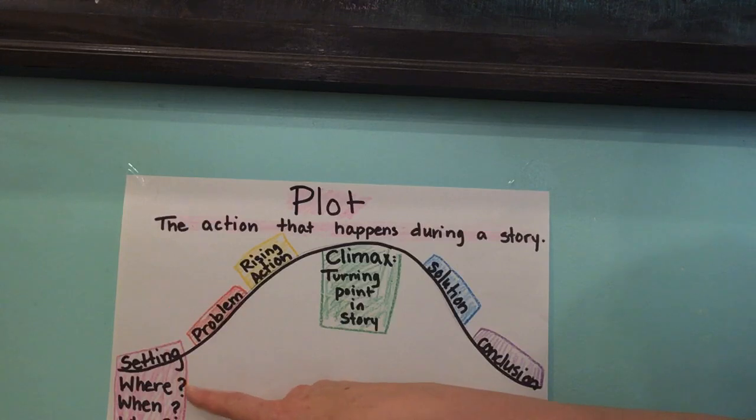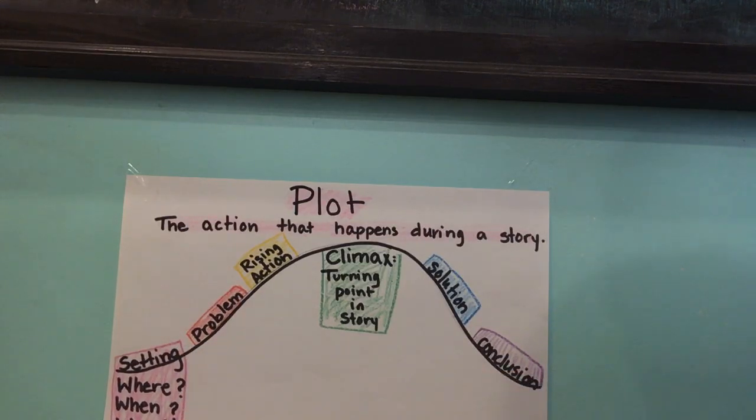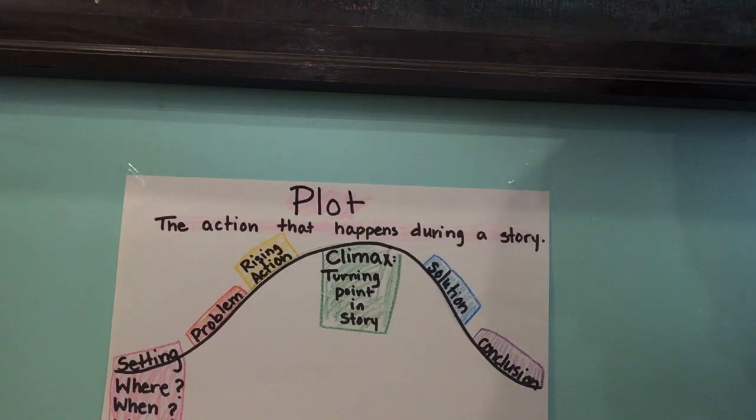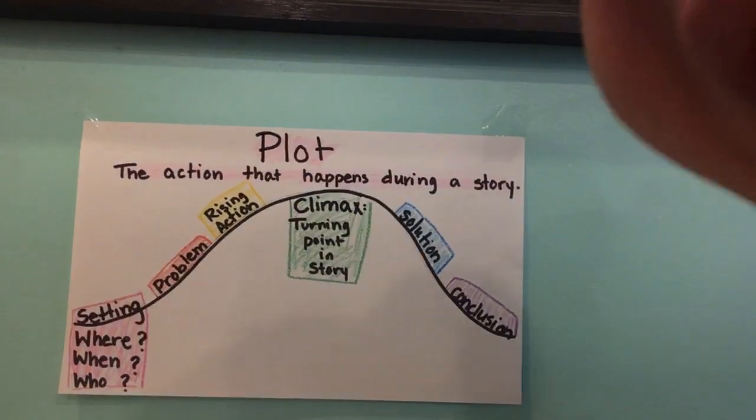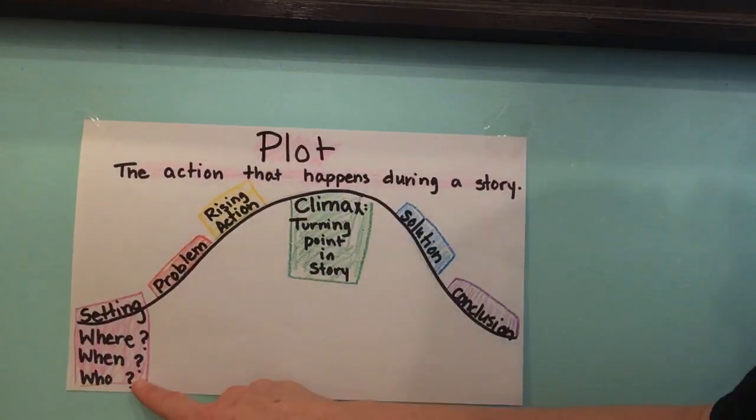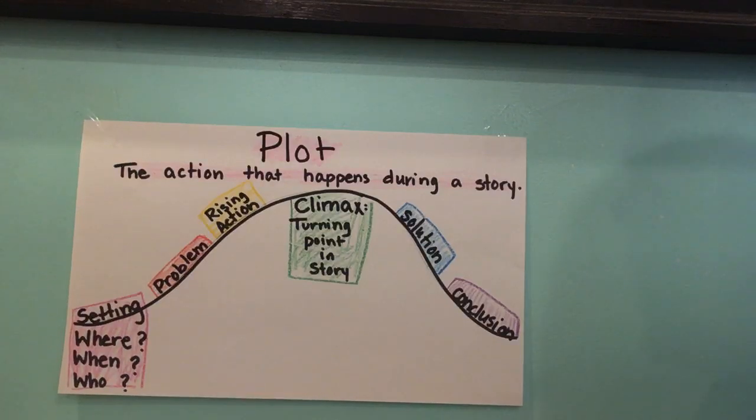We've done a lesson before about setting. The setting was a Little House on the Prairie one, and that talked about where and when a story happens. When the story opens up, we always like to know what to expect and where we're going to be, just to have the basics of it. We also need to know who the character is. So where, when, and who is what happens at the very beginning.